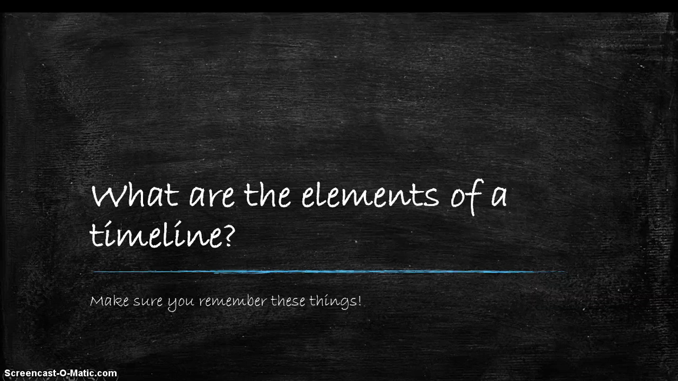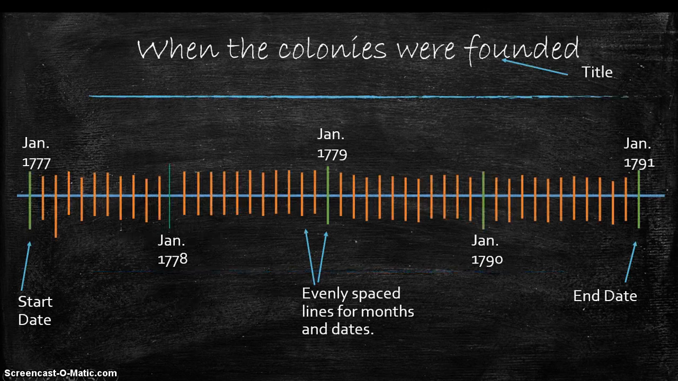Today we are going to learn about timelines and the elements that you need in order to make your own timeline. The first thing you need to look at when making a timeline is your title. What is the title of your timeline going to be? The title needs to tell the reader what the timeline is about and what they're looking at. The title should be located at the top of your page.